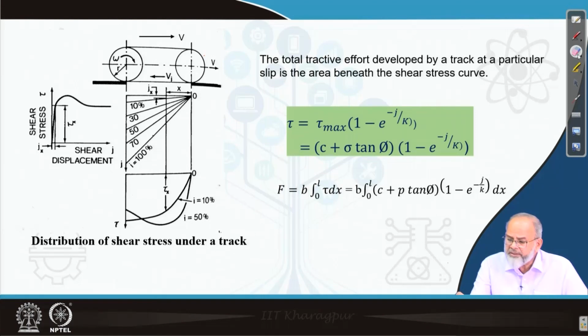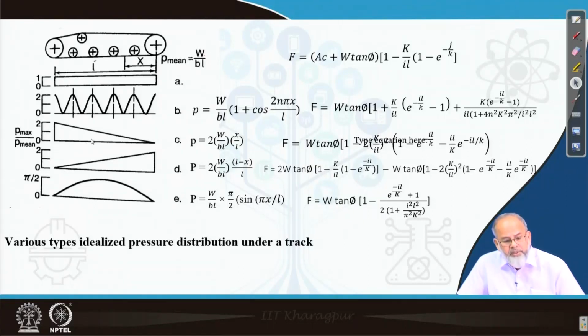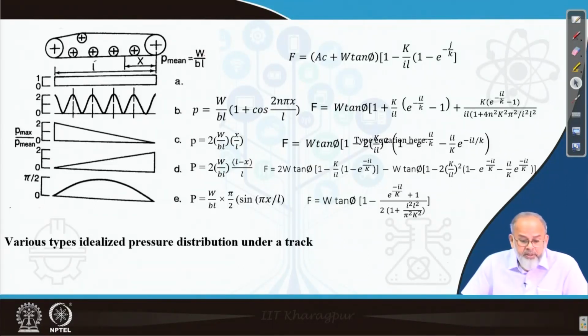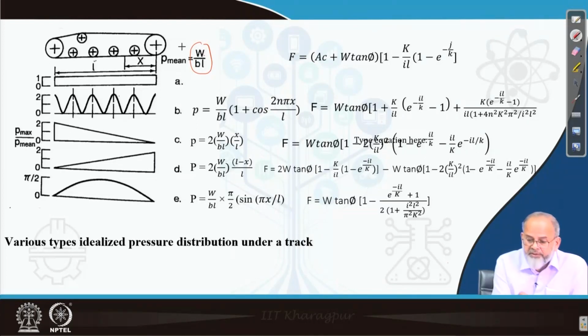Next we are talking about the distribution. Here we have assumed that the pressure is uniform, so we have taken W by BL. If pressure is not uniform, what are the other possibilities? Let us now discuss those possibilities. There are 5 kinds of pressure distribution. One is uniform pressure distribution, where I have indicated P is equal to W by BL, and if that is the case, then this is the thrust force developed.